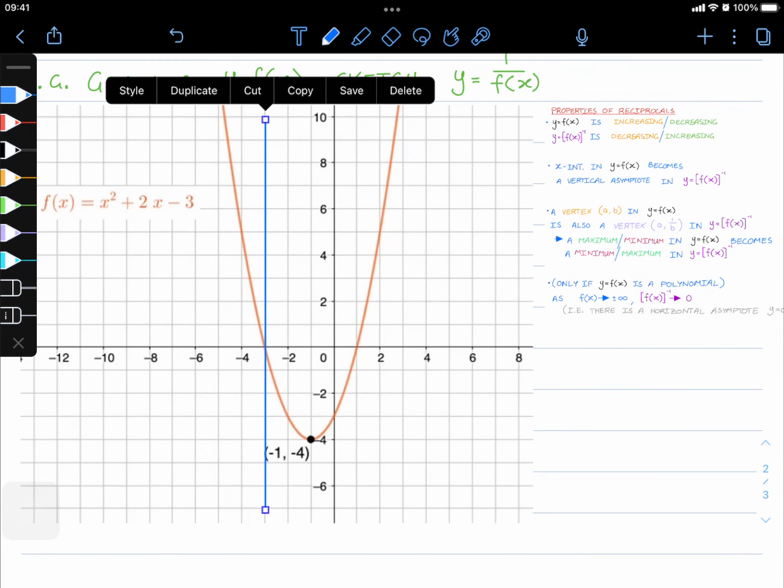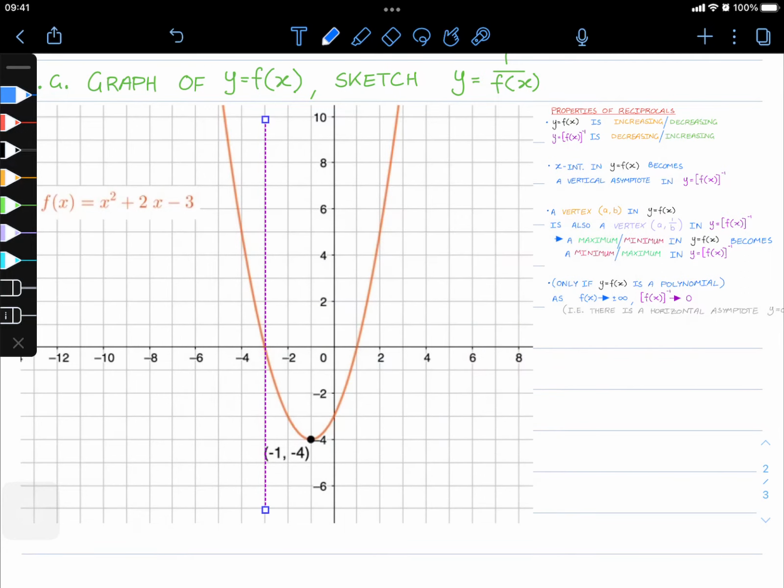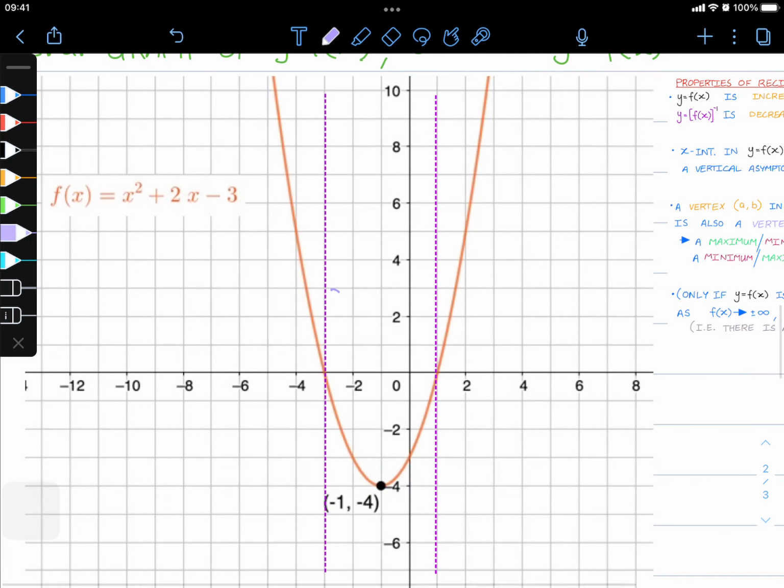Let's make this into dots. Let's give it a different color so we can see it a little bit better. And one here and another here. So we have vertical asymptotes at those points. At x equals 3, let's write that in, at x equals negative 3, and at x is equal to positive 1.